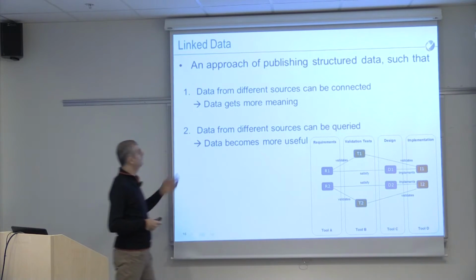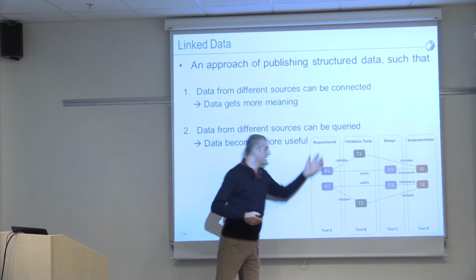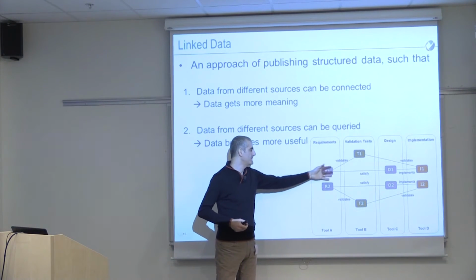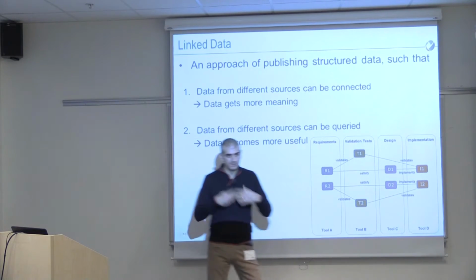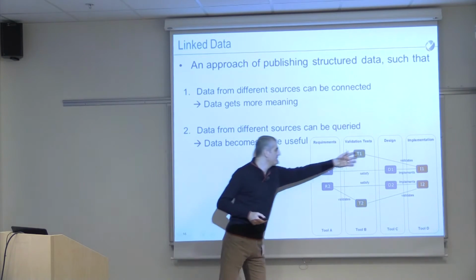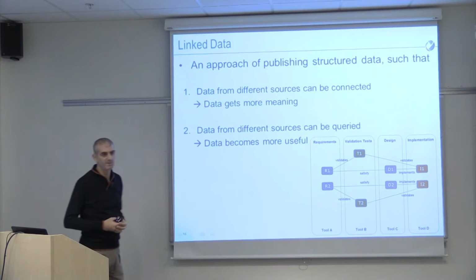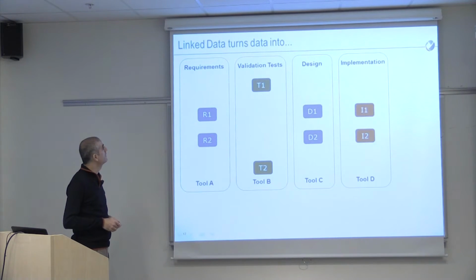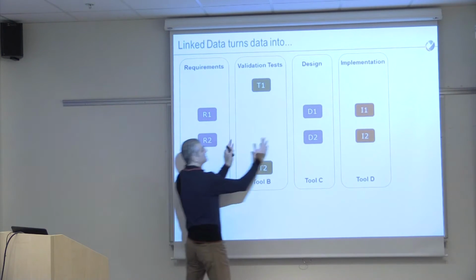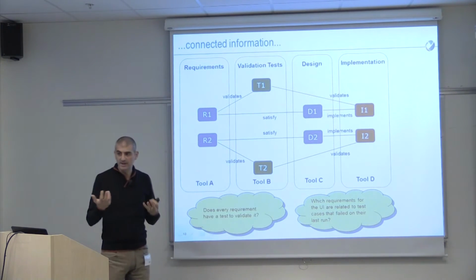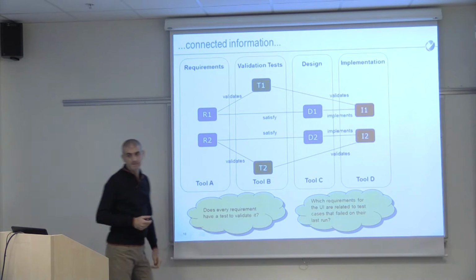So basically, you can get data from your different sources to connect, which means you get more meaning out of it. I mean, a requirement in a requirement tool has only a certain meaning, but if you know how it's connecting to testing, then you know more about it, of course. So that is one advantage of it. But also, when you can connect them, then you can do more interesting queries because you're getting more information. It's making more sense out of it. And that's what it allows you to do. So you're turning data, which is sort of isolated into these different silos within the tools, into information. You're getting more meaning out of it because you have these links between them.